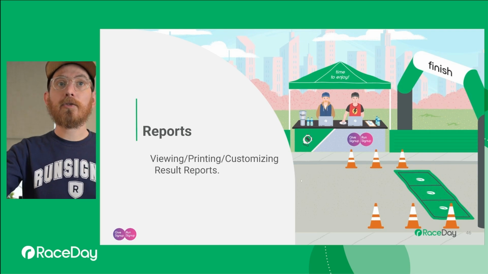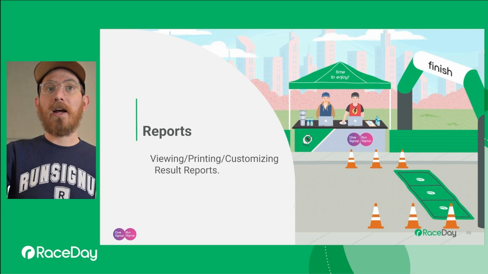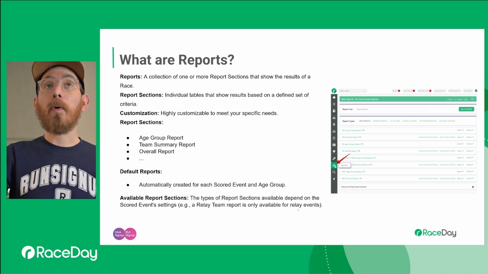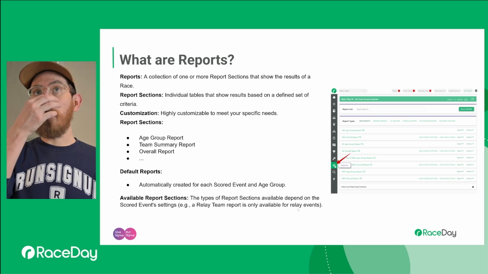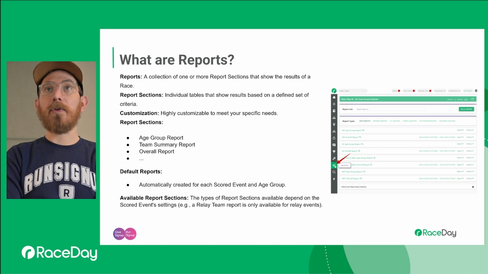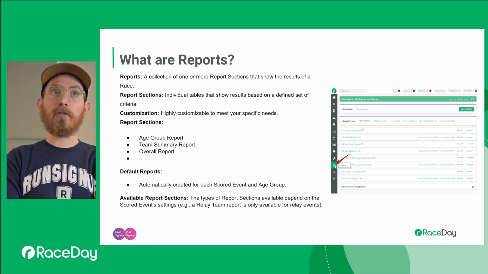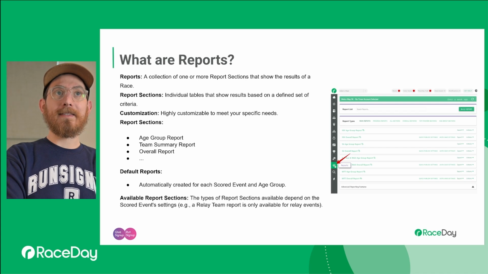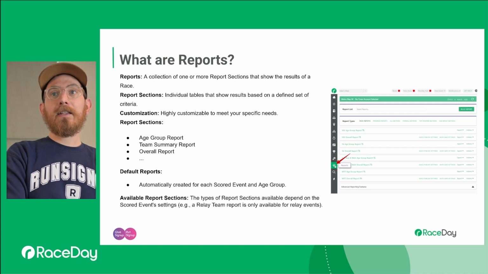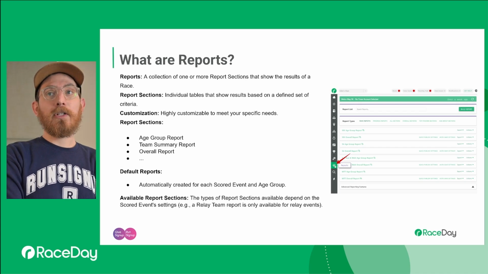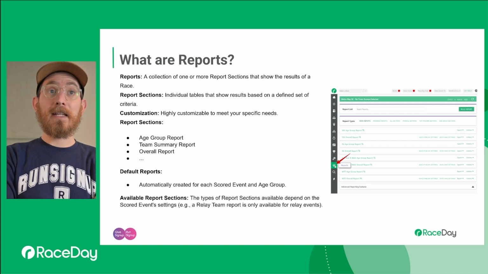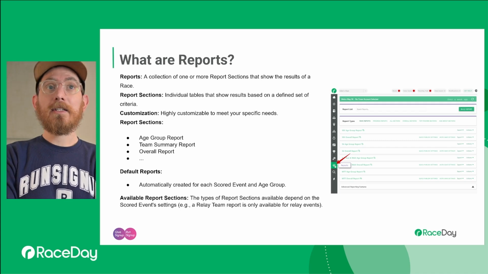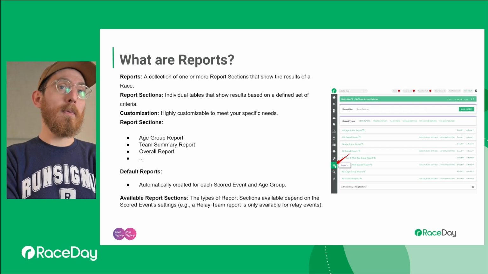So next, we're going to reports. So reports is how you view, print, and customize result reports. So a report in RaceDay scoring, it's a collection of 1 or more report sections that show the results of a race. Report sections are like individual tables that show the results based on a defined set of criteria. They're really customizable. You can do a lot of different things. Some examples of different kinds of report sections are age group reports, team summary reports, overall reports.